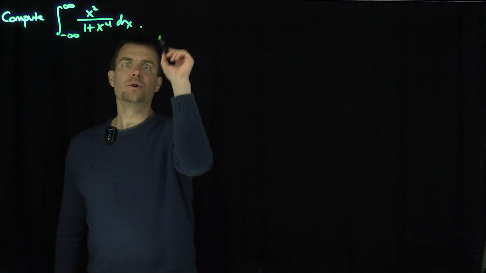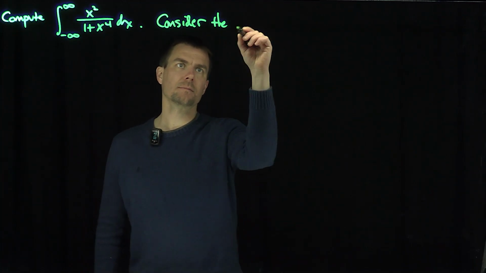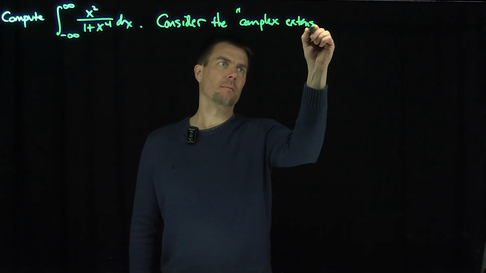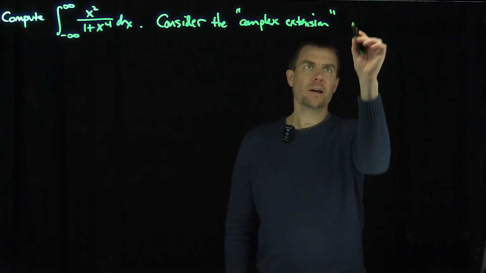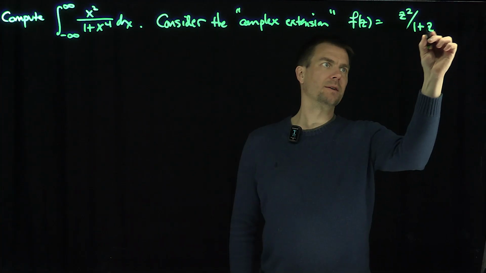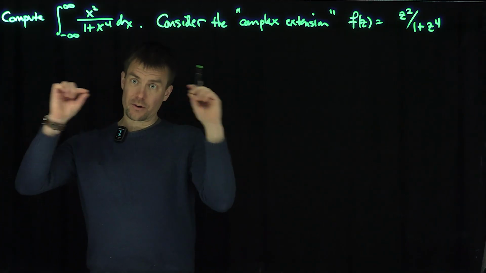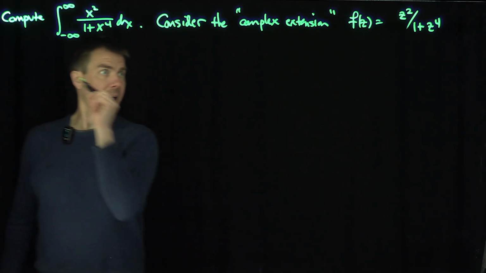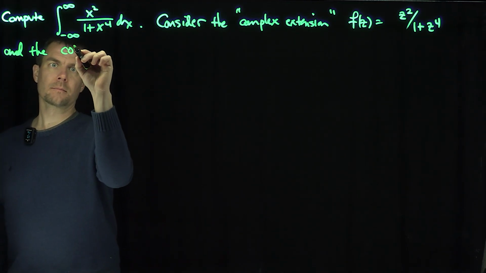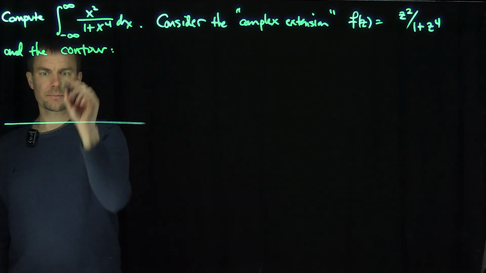So what I'm going to do is consider the complex extension. Namely, I'm going to look at f of z, which is z squared over 1 plus z to the fourth. Now, this function f of z agrees with the integrand along the real axis, right? And the contour, this is a classic one from complex analysis.